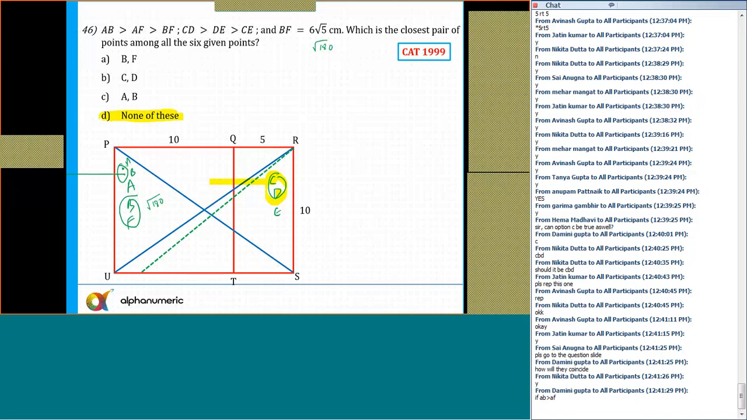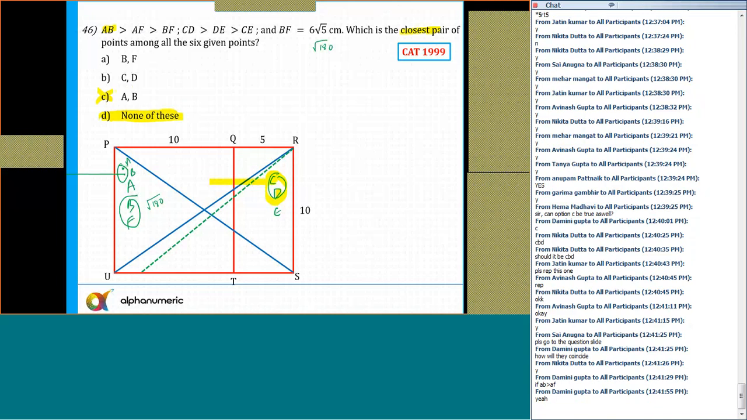Okay. Now, if AB is greater than AF, what do I need to find out? The closest pair. So in any case, AB can't be the closest pair, na? Because AB is greater than BA. AB can't be the closest pair. For that reason, you can neglect this one, na?